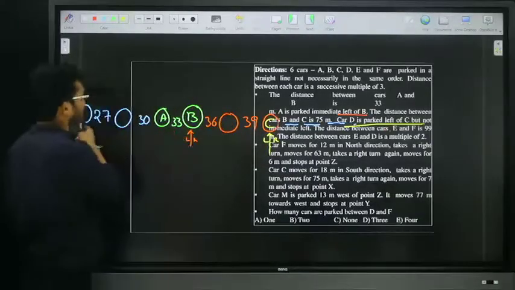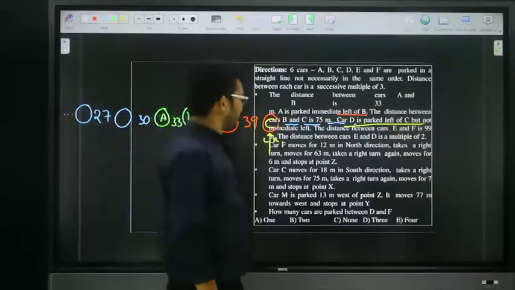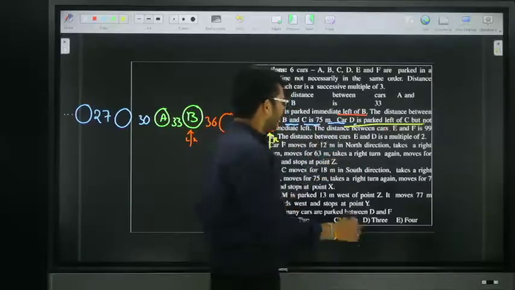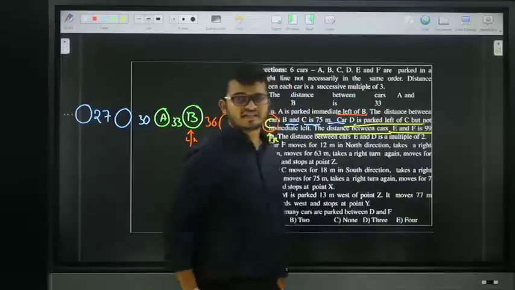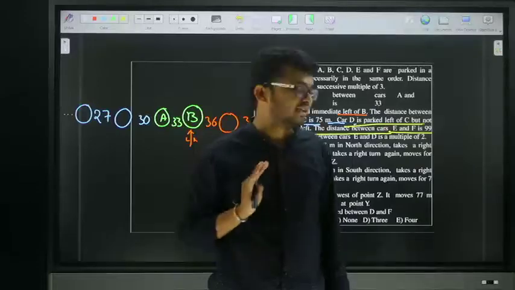That means these are the possibilities for D. Yes, then leave it. Next point is what? See, the distance between car E and F is 99. Friends, the measurement is what? The distance between car E and F is 99.